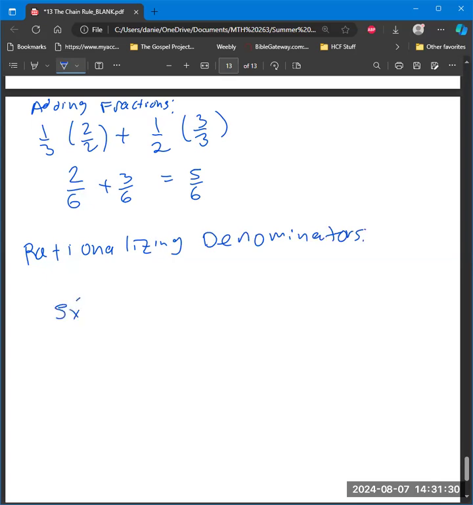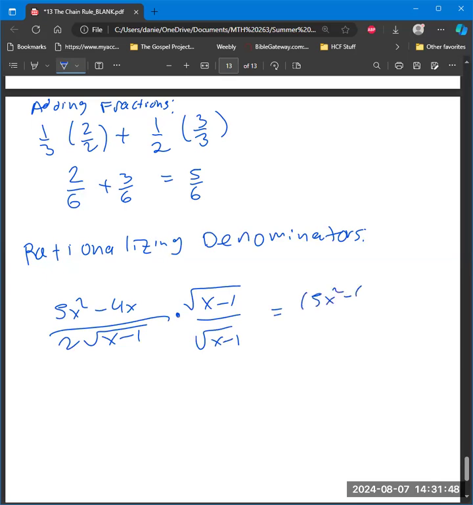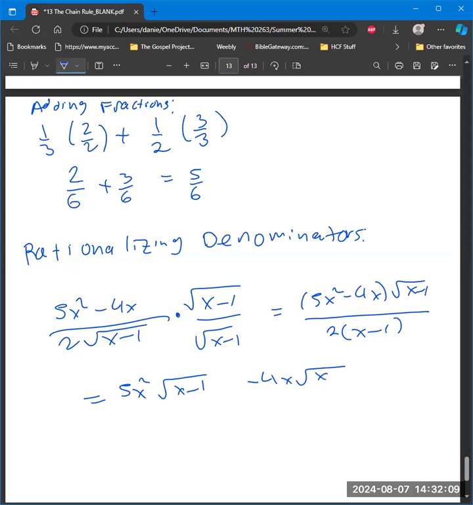If I had 5x squared minus 4x over 2 root x minus 1, like from the last problem, I'd need to multiply by root x minus 1 over root x minus 1. And that's going to give me 5x squared minus 4x times root x minus 1 over 2 times x minus 1. And that's the same thing as 5x squared root x minus 1 minus 4x root x minus 1 over 2x minus 2.